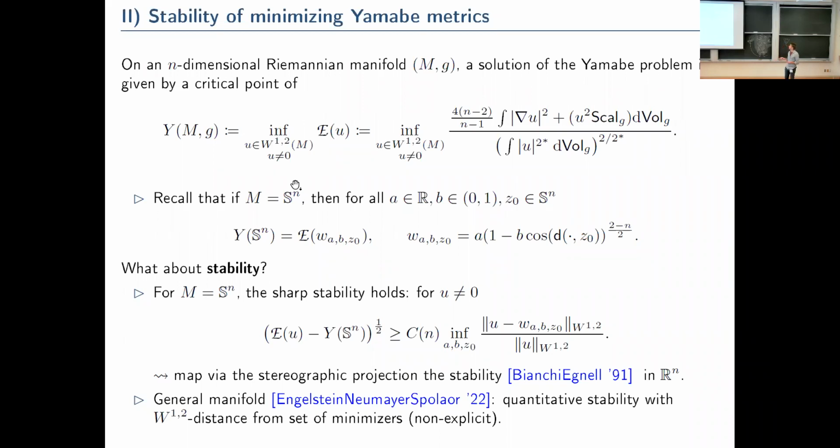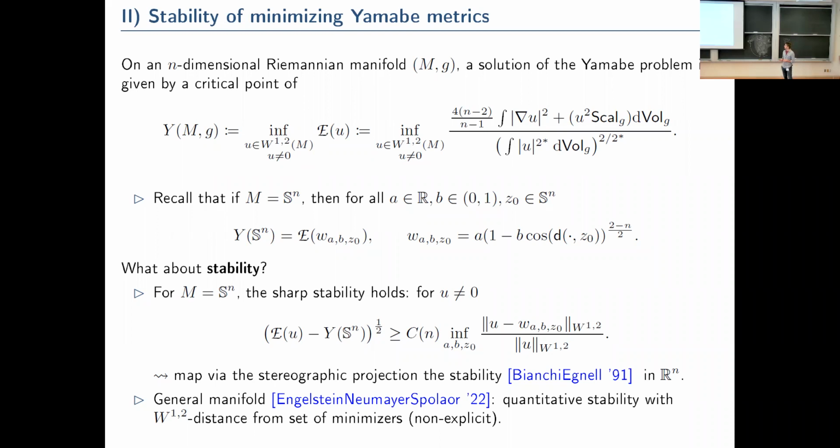For instance, this was noticed in many papers, for instance also in this one. So this stability is actually quantitative, is sharp, and is optimal in the exponent. There is a strong norm here. And now you can start believing that maybe you can pass this kind of question also to a more general manifold. So there is a quantitative stability also for general manifolds, with deficit control in the W^{1,2} distance.